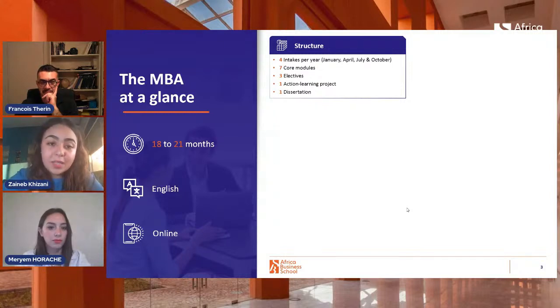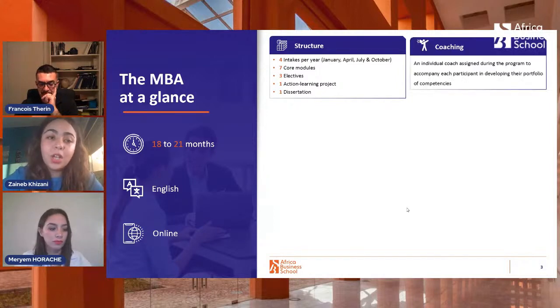Then, as we can see here in the structure, we have 10 modules in this program, 7 core modules and 3 electives, as well as an action learning project and a dissertation. This allows you to cover both the theoretical frameworks as well as having hands-on practice on the theories you'll be learning. And Miriam will talk more in detail later about the schedule of the program and the structure.